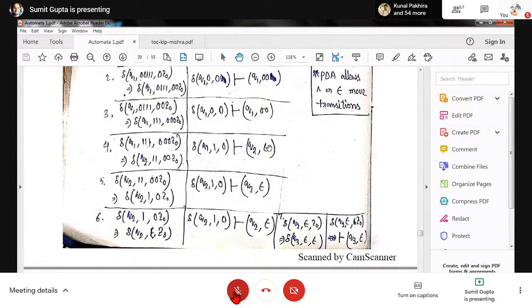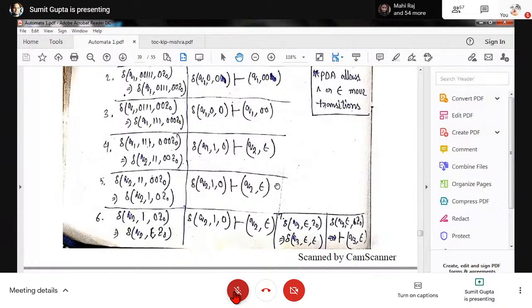What are we trying to do? It indicates that when the read head is at state Q1 and it encounters 1 as the input symbol with 0 on top of the stack, the symbol 0 is popped from the stack. When I say Q2, epsilon, that 0 has to be popped out from the stack.